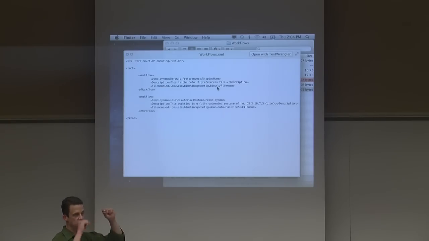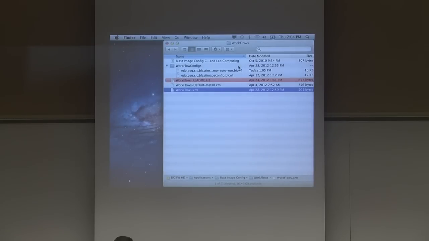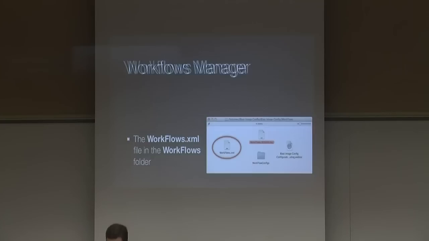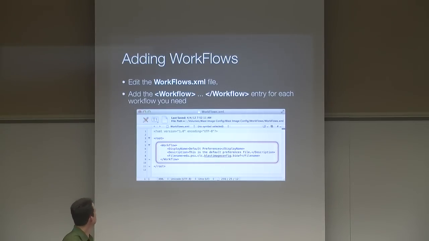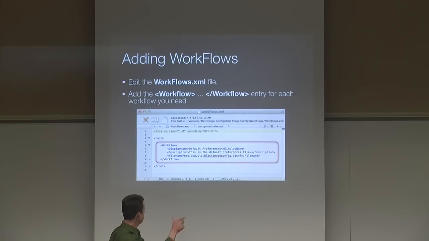As long as you keep the tags together, you can put in hard returns so it makes it more readable. Otherwise, it's really one long line and that's like a pain to read. Eventually, I'll make an editor for this, but it's an easy text file to edit at this point. And I'm adding more XML features as I get time between doing this and my other job. Everything in the workflow to the end, you can say display name, description, and the file name. The file name is what specifies what config to use. There's a folder in workflows that we will get to.